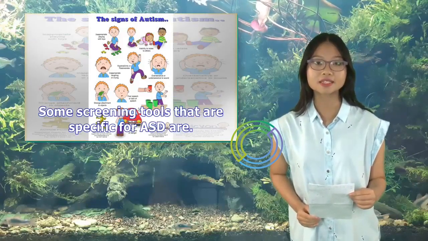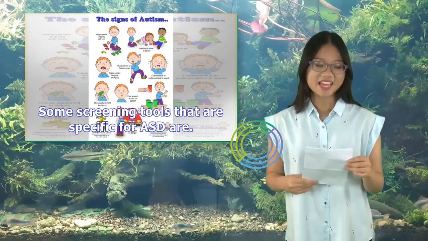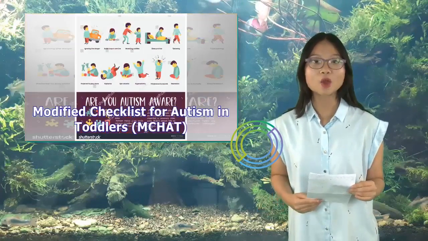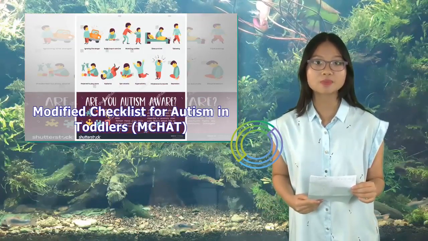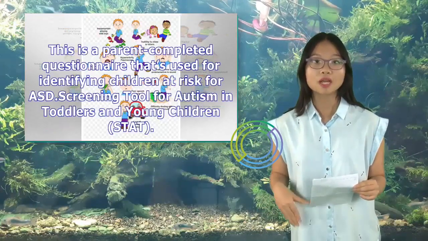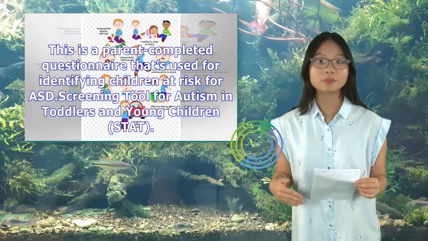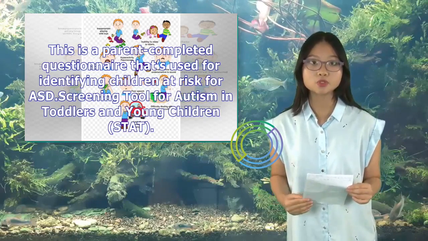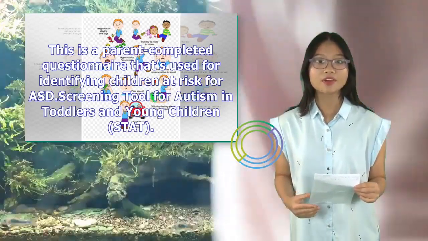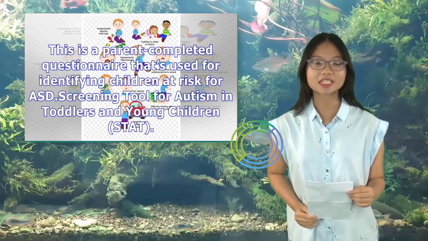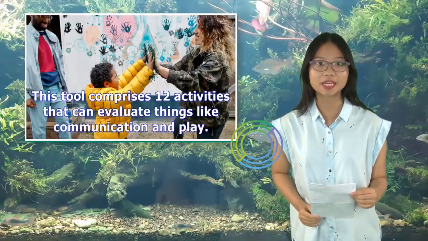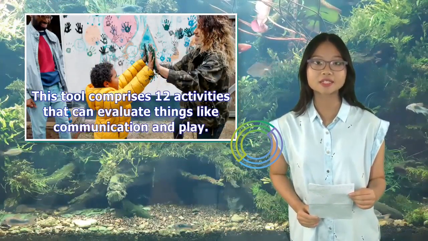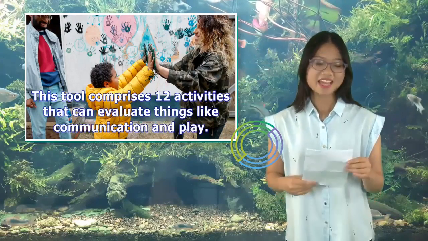Some screening tools that are specific for ASD are the Modified Checklist for Autism in Toddlers, M-CHAT. This is a parent-completed questionnaire that's used for identifying children at risk for ASD. Screening Tool for Autism in Toddlers and Young Children, STAT. This tool comprises 12 activities that can evaluate things like communication and play.